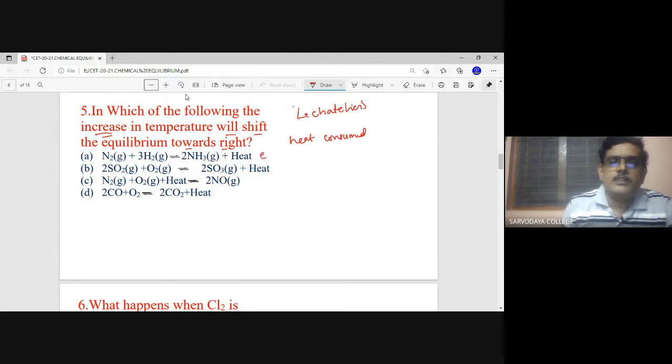See, the first option is exothermic, so it will not happen. The second reaction is exothermic, so there also the shift to the right will not happen. The third option is an endothermic process. So here the equilibrium shifts towards the right direction, as heat will be consumed. Again, the fourth one is exothermic. So A, B, D will shift towards the right direction if you try to cool the system. But C is the only one which is endothermic, and that will be the answer for this question.